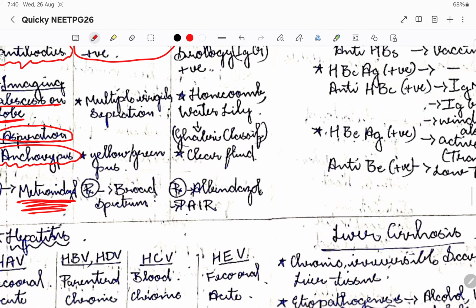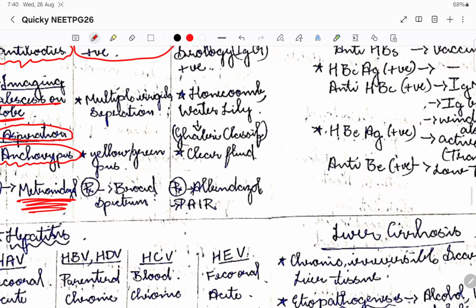So coming to imaging, there will be multiple irregular septations. If we take the aspiration of that particular region, it will be yellow-green pus. So how do we treat? Basically broad spectrum antibiotics.